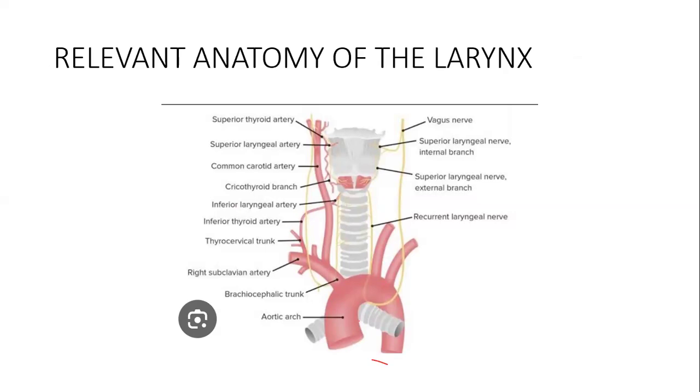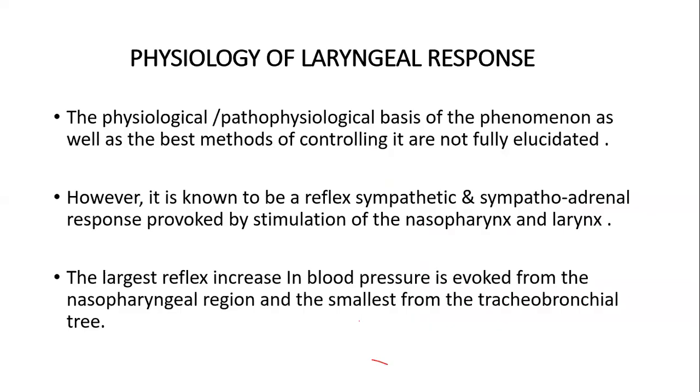Above the vocal cords, the supply is via the internal branch of the superior laryngeal nerve. And below the vocal cords, the supply is via the recurrent laryngeal nerve. The vocal cord itself is supplied both by the superior laryngeal nerve and the recurrent laryngeal nerve. And like I said, the inputs will be known as we proceed in our discourse.